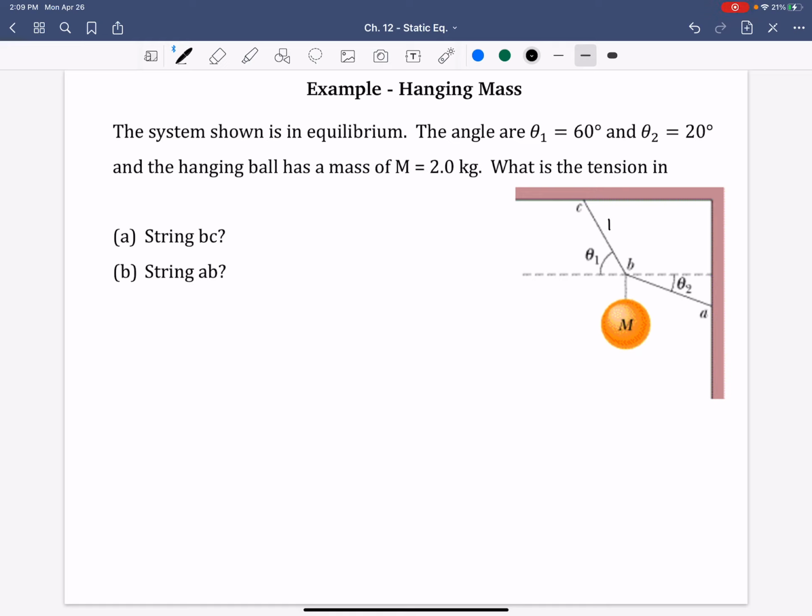As you hopefully have seen already, Chapter 12 is all about static equilibrium, right? Static meaning stationary, or no movement. Nothing is moving. In other words, nothing is accelerating through space. And that means nothing has a linear acceleration, so the sigma F equations are all equal to zero, and nothing has an angular acceleration, so the sigma tau equations for the net torque will be equal to zero.